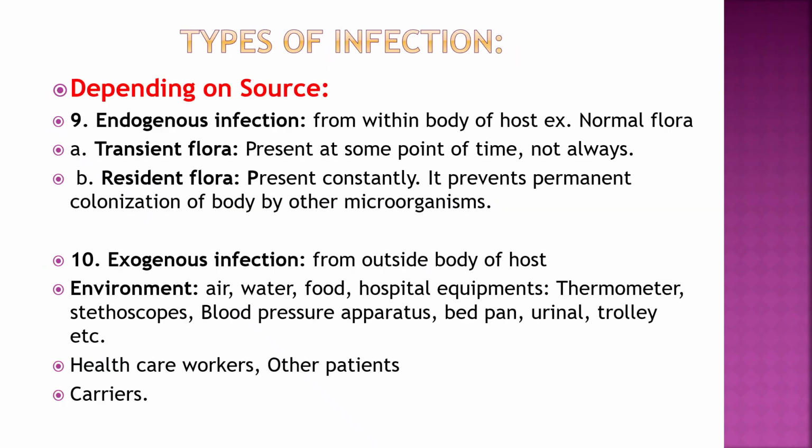Depending on source, the types of infections are endogenous infection and exogenous infection. Endogenous infection is from within the body of the host. Example, normal flora. There are two types of normal flora, transient flora and resident flora. Transient flora is present at some point of time, not always, and resident flora is present constantly. It prevents permanent colonization of the body by other microorganisms, that are pathogenic microorganisms.